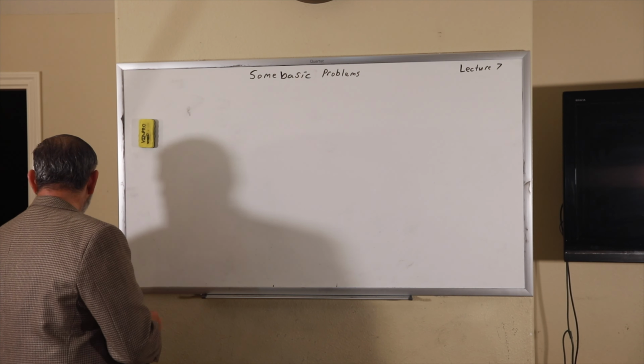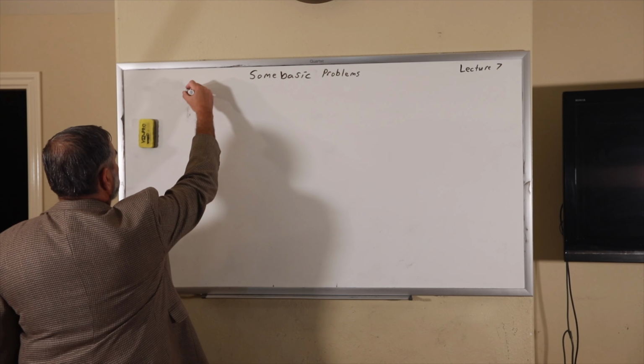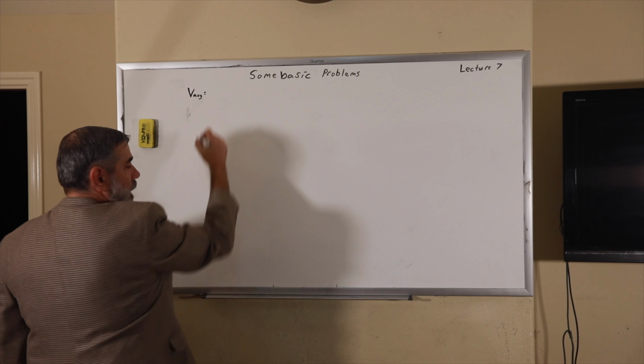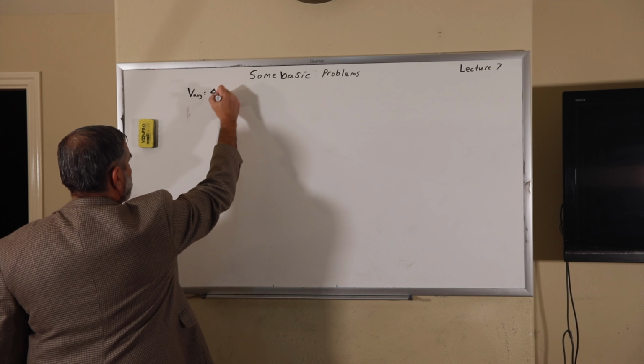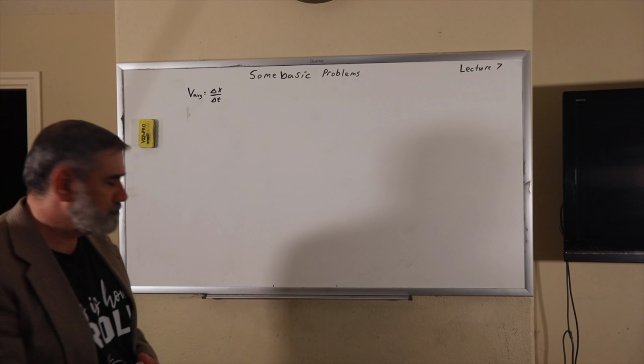The first problem pertains to average speed, or average velocity. The formula that we're going to need is that the average speed, or average velocity, is equal to the distance traveled, or the displacement, divided by the time taken. So delta x over delta t.